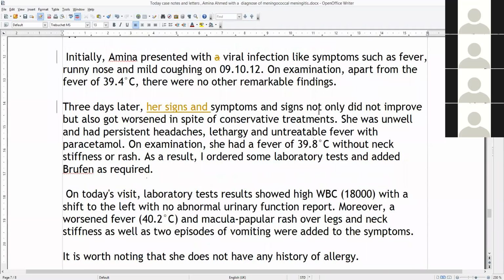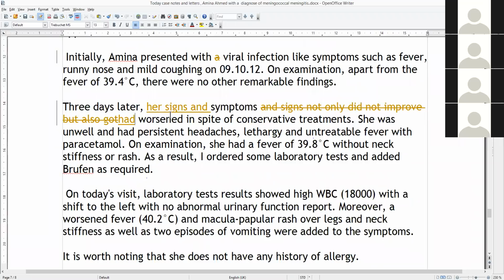And why so? Not only did not improve, but also got worsened. So you mean they got worse? There's no need to say, oh, she didn't get better. In fact, she got worse. You know, not required. Simply say, oh, her signs and symptoms had worsened. All right. That's better.